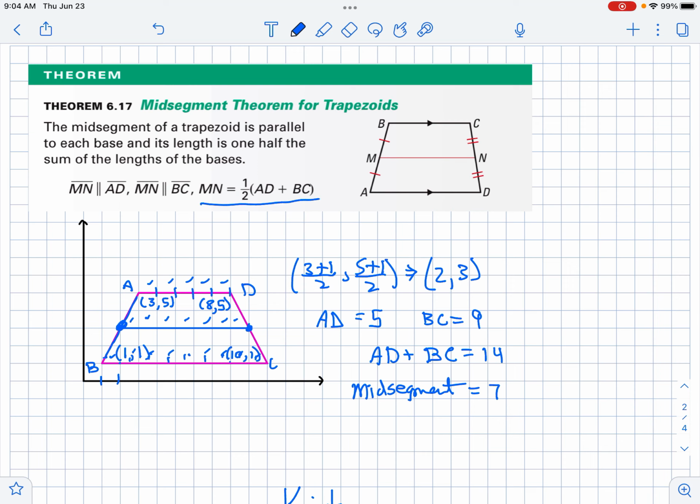And that's what this theorem is saying. It says that, if this is MN here, then MN is 1/2 of AD plus BC. Yeah, that's what that's saying.